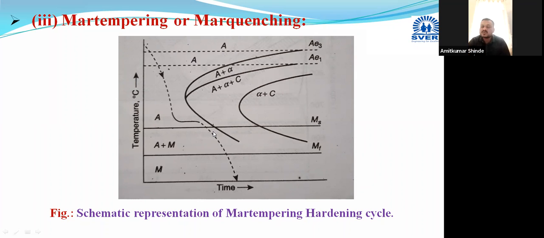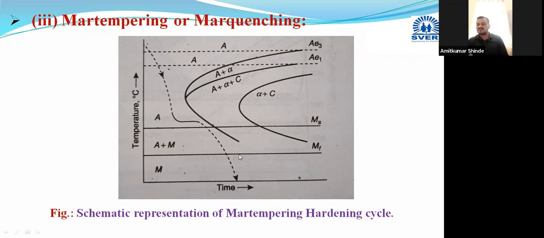Now why are we using this? Initially water quenching, then some holding at some constant temperature, and then cooling in the oil or air medium. Why are we doing this? Because of the sudden quenching in water from high temperature zones, some cracking and warpage may occur in the component.